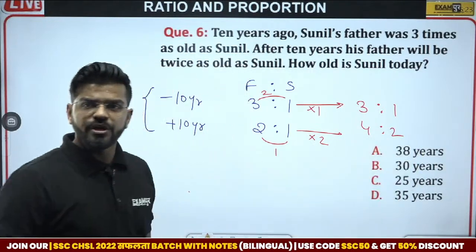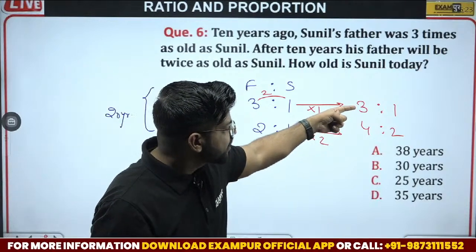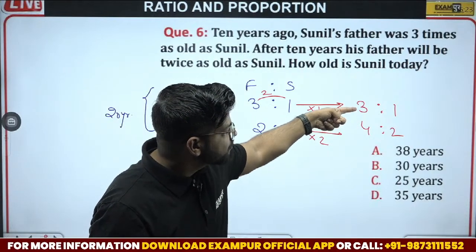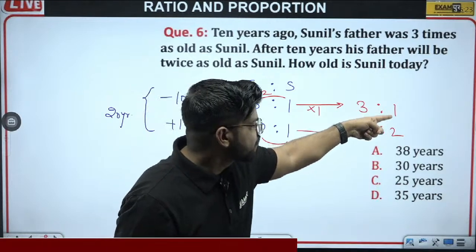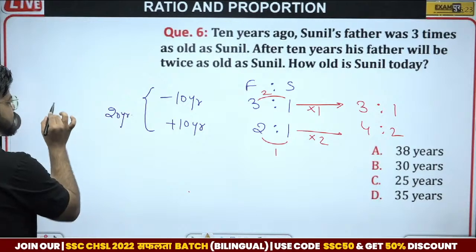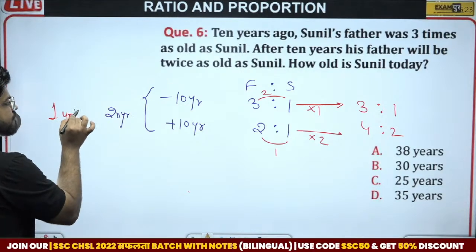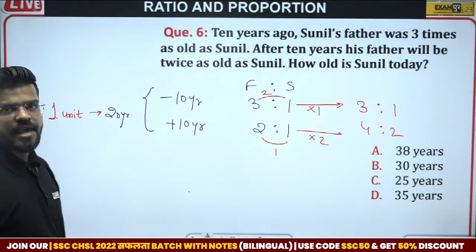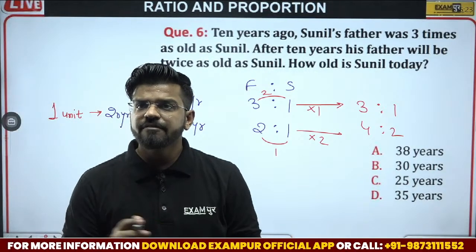Now we have new ratios and we can see that from 3 to 4 the difference is 1, and from 1 to 2 it is also 1, right? We have a difference of 1, so 1 unit of difference is equal to 20 years. We have a 20 years multiplying factor, right?